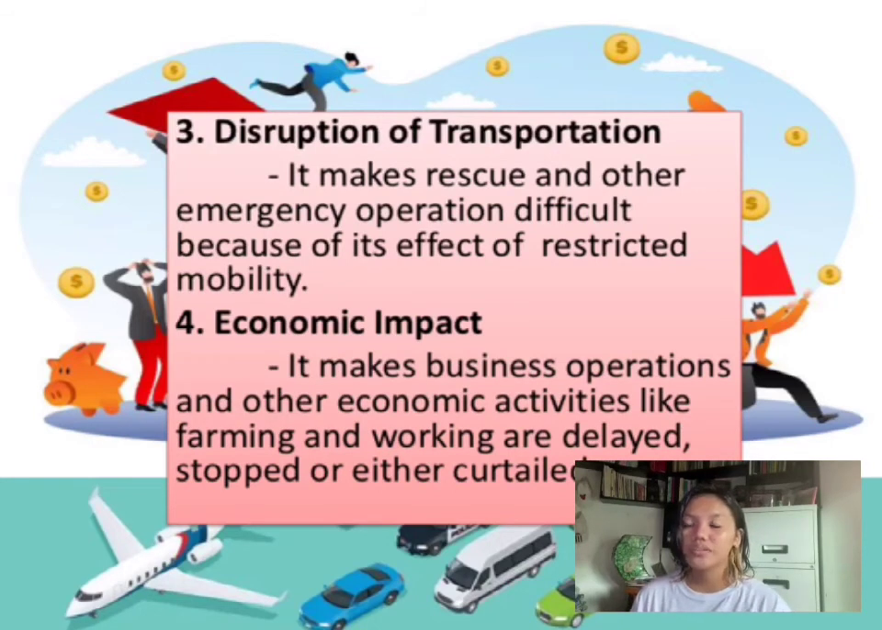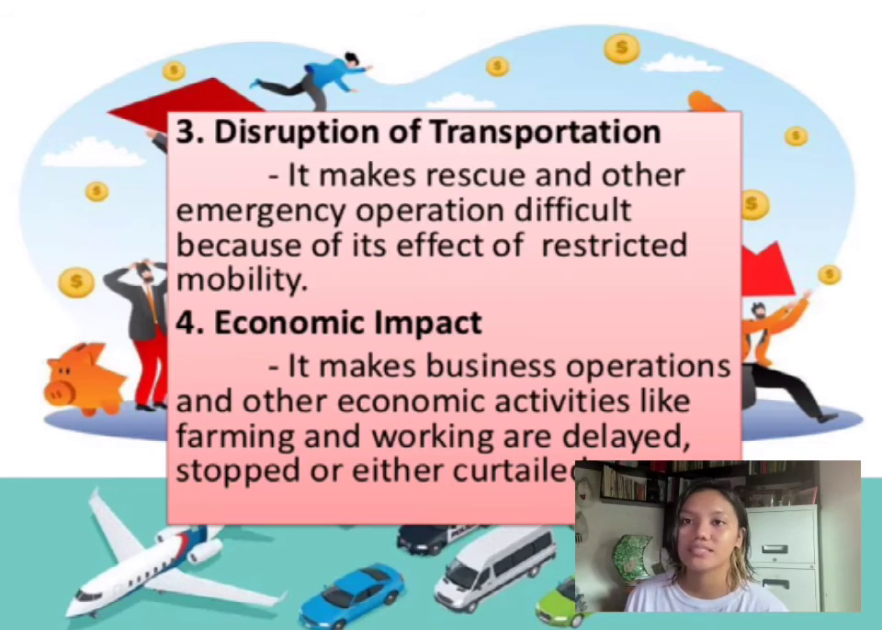Next slide. So the next slide is about the third and fourth effect of disaster. So number 3, disruption of transportation. It makes rescue and other emergency operation difficult because of its effect of restricted mobility. So either the ways or roads are blocked or damaged due to the disaster, or the operation of transportation is only limited.